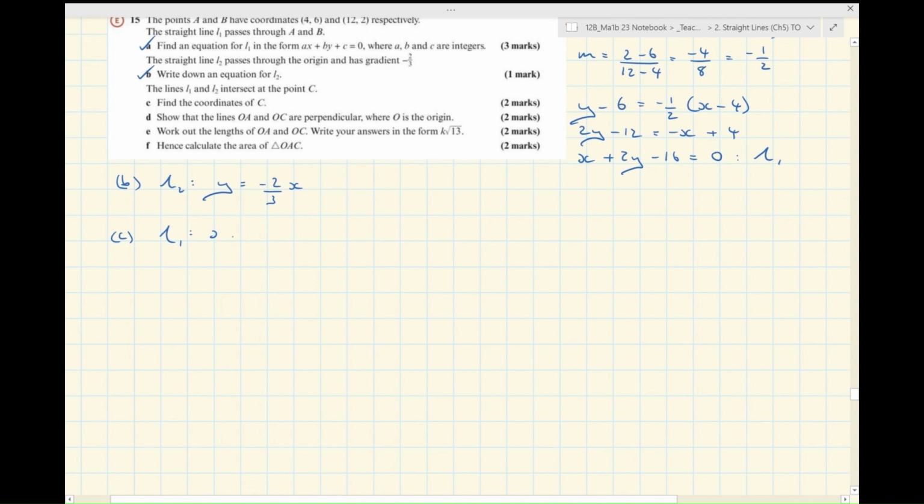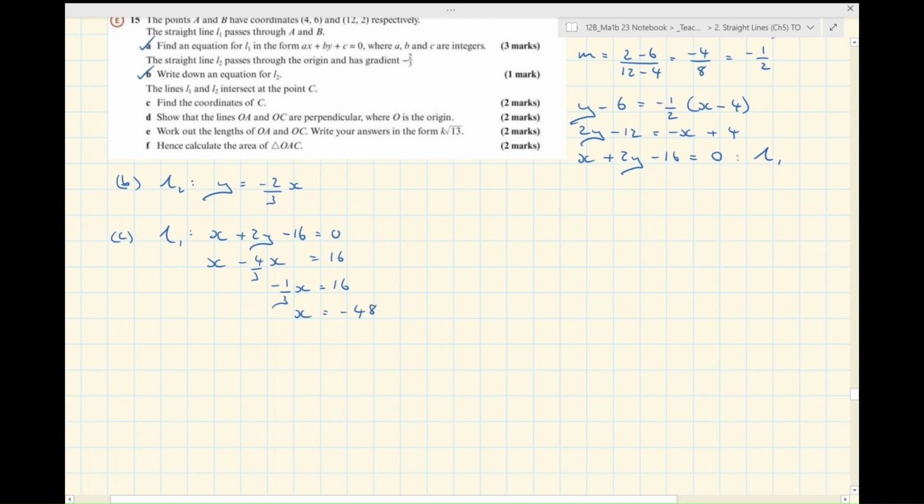Right, so I simply have to solve simultaneously L2, which I've got there, and L1, which I'll copy down here, x plus 2y minus 16 equals 0. Let's substitute the value of y from L2 into my equation for L1. So I'm going to have x now plus twice minus 2/3, that's minus 4/3 of x equals 16. So minus 1/3 of x equals 16. So minus x would be 48. So x will be minus 48.